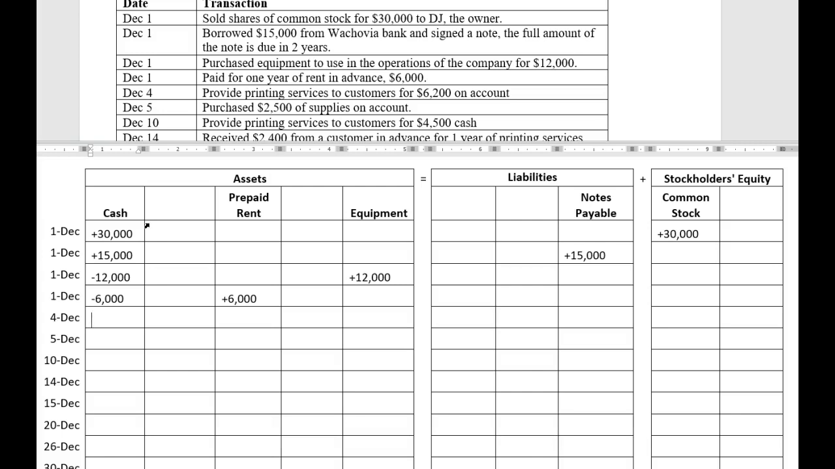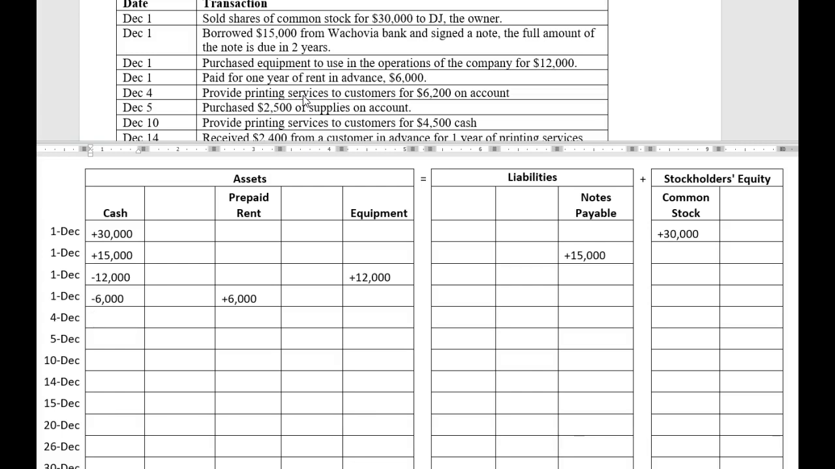Provide printing services to customers for $6,200 on account. Keywords: provide services. When a company is a printing service company or a service company, when we provide services, that's the piece of the company that allows us to generate revenues. It's very important to understand that. So when the company does its operating goal, print services here in this case, that's the way they generate revenue.